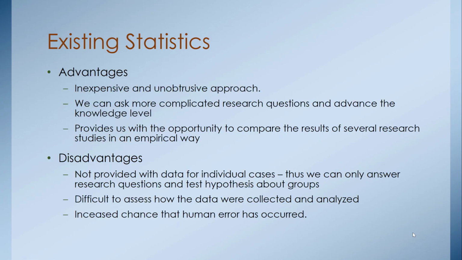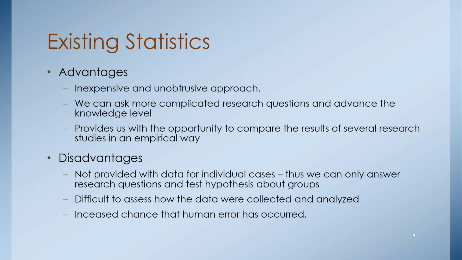Include that it's inexpensive and unobtrusive again. We can ask more complicated research questions, and this is often used to advance the knowledge level. So this is a high level in terms of doing research. This is actually a very high level way of advancing our knowledge base. You'll see existing statistics used in meta-analysis. When you find a meta-analysis article, there are very structured methodologies for using existing statistics, and this is one of the highest level explanatory research processes that we engage in. It does provide us the opportunity to compare the results of several research studies in an empirical way.